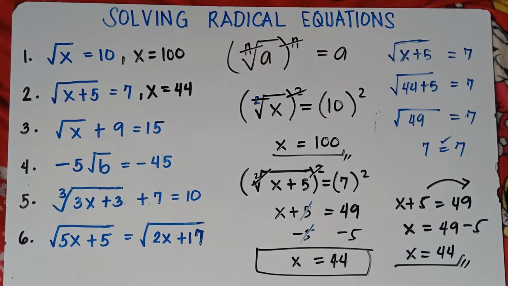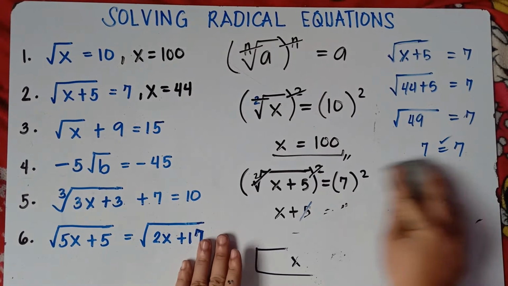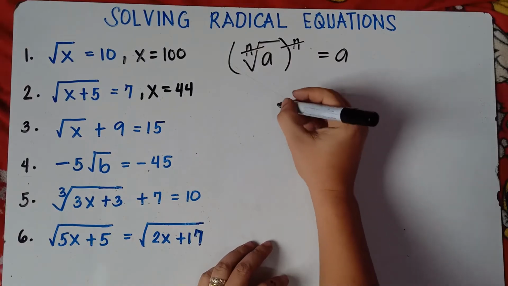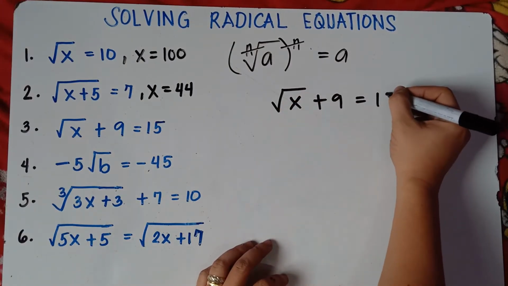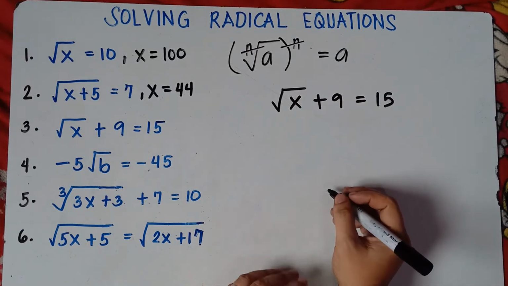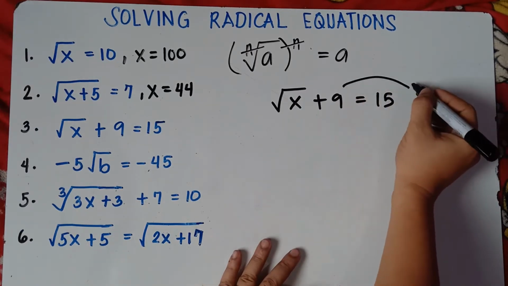Alright, so easy, right, for number 2. Let's try number 3. We have the square root of x plus 9 equals 15. So first thing to do, class, is we need to transpose 9 from left to right.